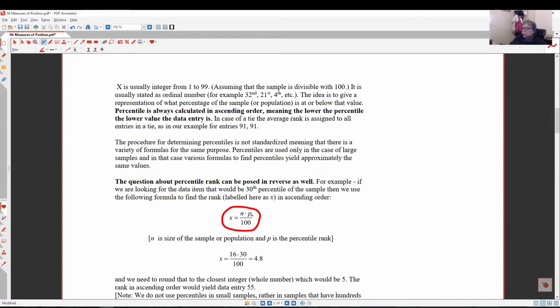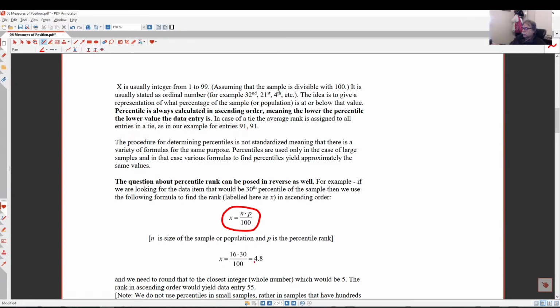So you use a percentile that you're interested in. You might be interested in the 30th percentile, like I calculated here. So you multiply the size of the sample times the percentile, so that would be 16 times 30, and then divide with 100. So this is to eliminate basically the percentile as an integer, as a whole number. This is the same as if you calculate 16 times 0.3 or 0.30.